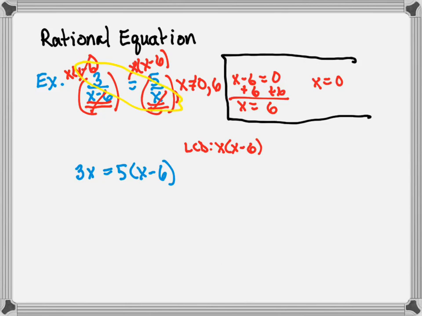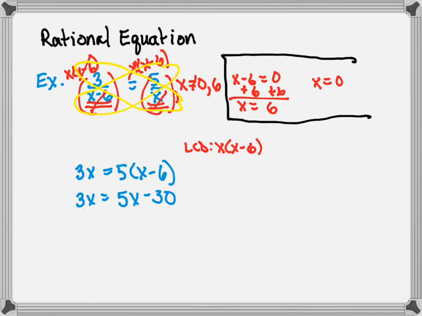Let's distribute. But before we do that, I do want to point out that this type of rational equation is special because it's a proportion. We have one rational expression equals one rational expression. So we could have cross-multiplied and set them equal. And if we had done that, 3 times x is our left-hand side, and 5 times x minus 6 is our right-hand side.